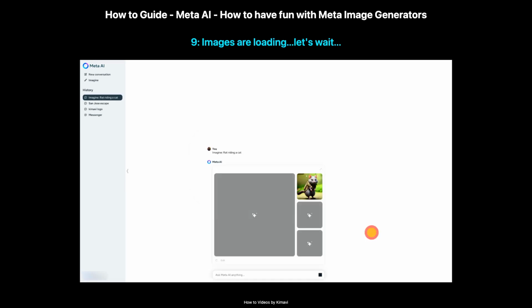Sit back and marvel at AI's capabilities as it works its magic on your input. Watch your concepts transform into visually stunning images before your eyes. Experience the seamless synergy between human creativity and AI technology on meta.ai.